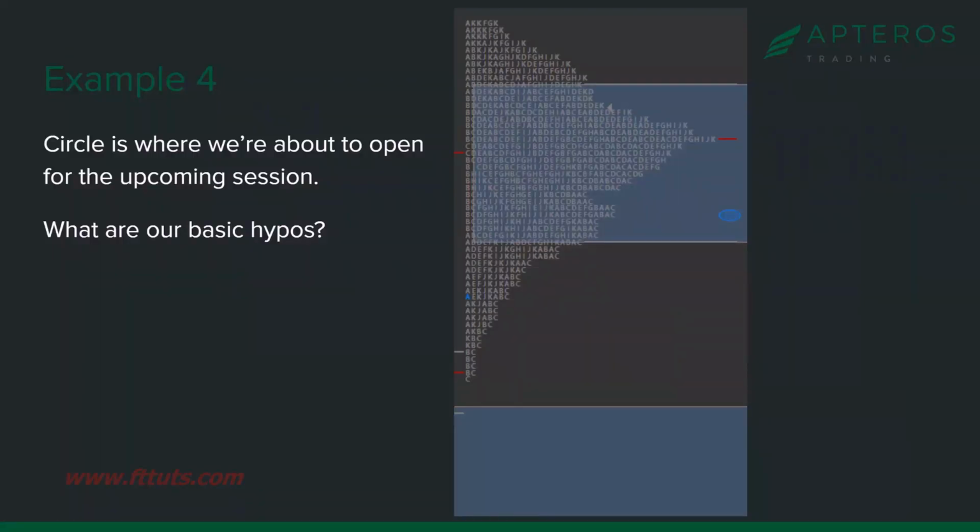Circles where we're about to open. What's our basic hypos? Well, we can't see that there's been any really important condition shift, right? So it's really just rotational, and we're at the lower edge. So I'd probably look to find a way to get long somewhere if this is going to hold. Or if it breaks down, then I'll find a way to get short. This becomes the destination given the older structure.